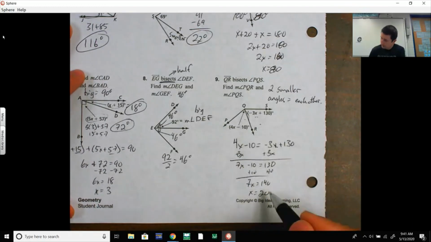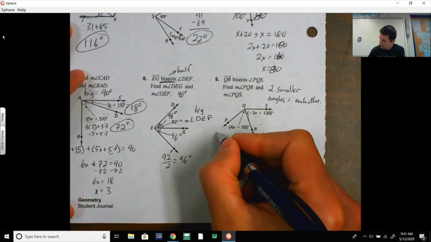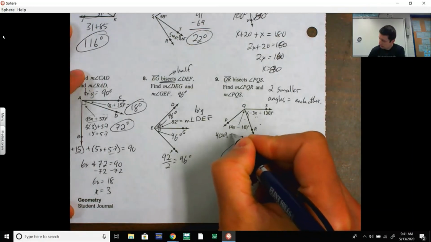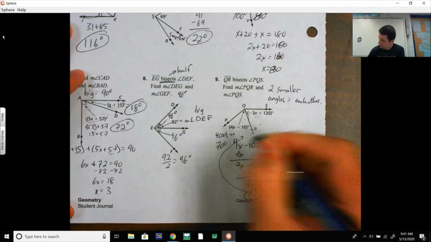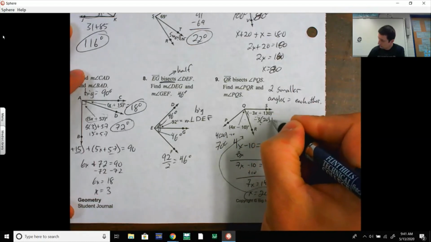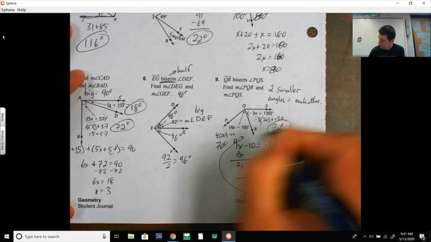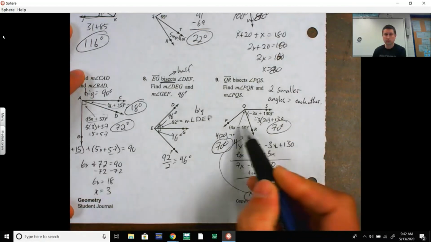They want the measure of the angle, so now we're going to go back up here and plug them in. 4 times 20 minus 10, that'd be 70 degrees. This one should be 70 as well. Negative 3 times 20 plus 130, that's negative 60 plus 130, that's 70 degrees as well. They should be equal because it's bisecting, that's 2 equal parts.